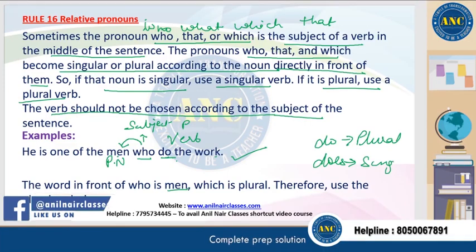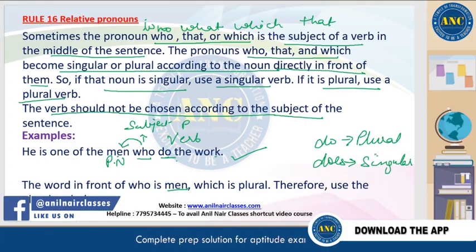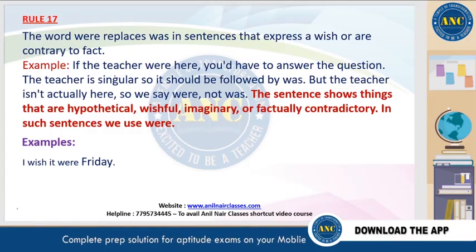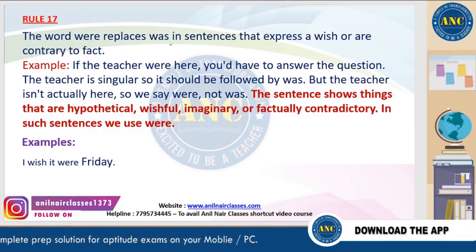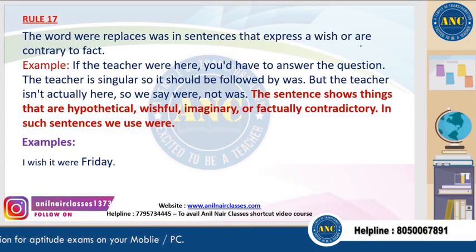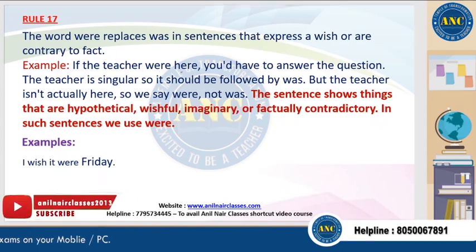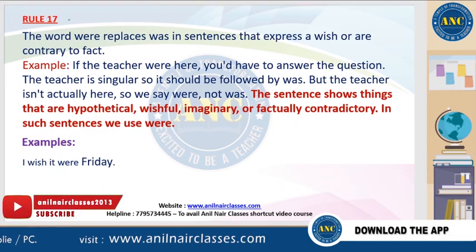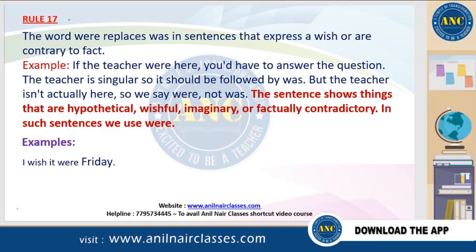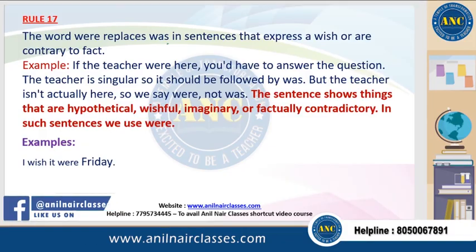Remember this. A singular verb ends with s. Clear? Next. Now see, the word "were" replaces "was" in sentences that express a wish or something contrary to fact. Right? If you read this sentence, it is a little difficult to understand. I say the word "were" replaces "was" in sentences that express a wish or something contrary to fact.